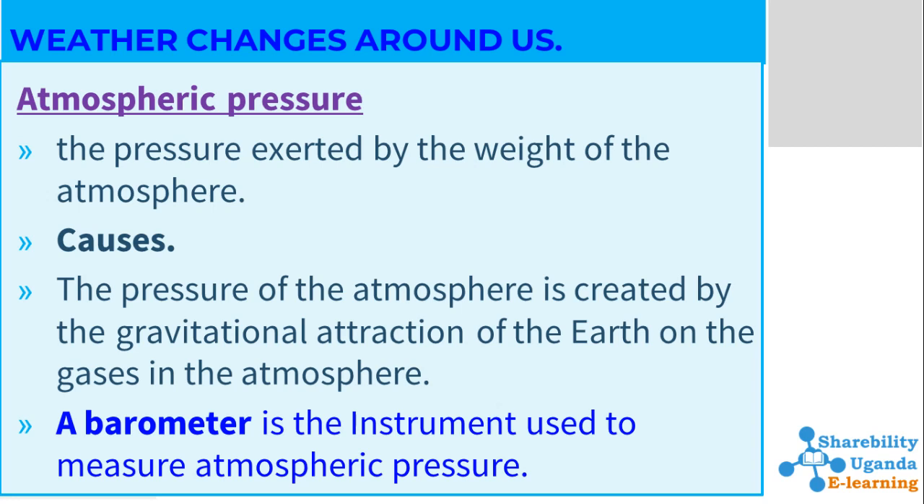Therefore, the gravitational attraction of the earth on the mixture of those gases that make up the atmosphere is what we term as atmospheric pressure. And the instrument used to measure the atmospheric pressure is called a barometer. A barometer is the instrument used to measure atmospheric pressure.